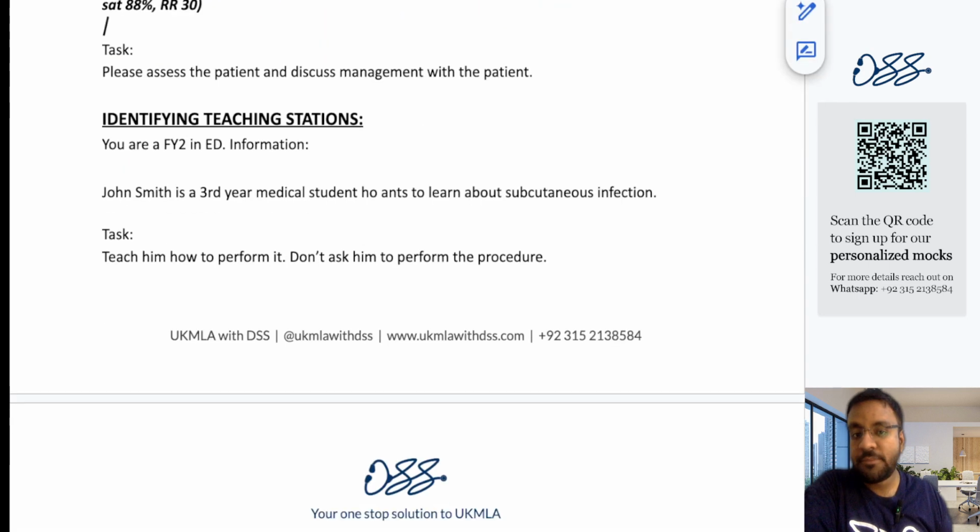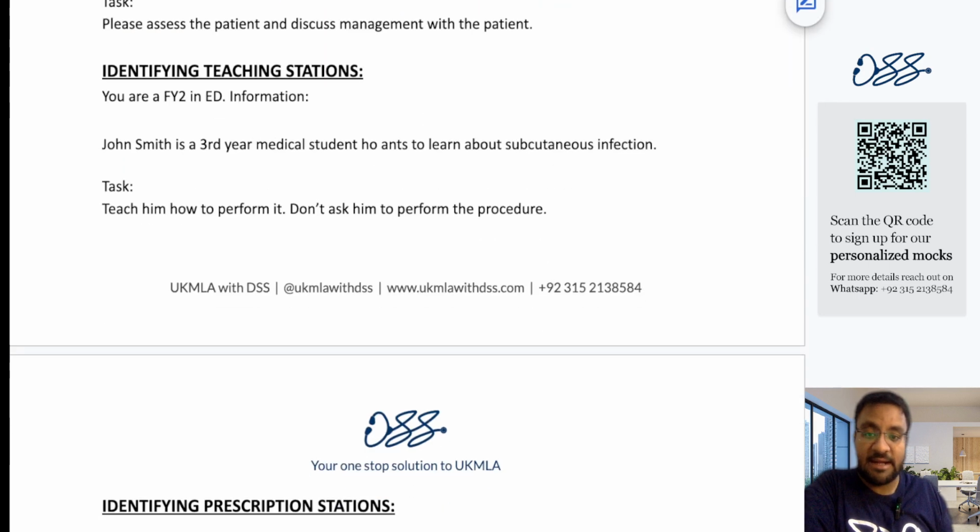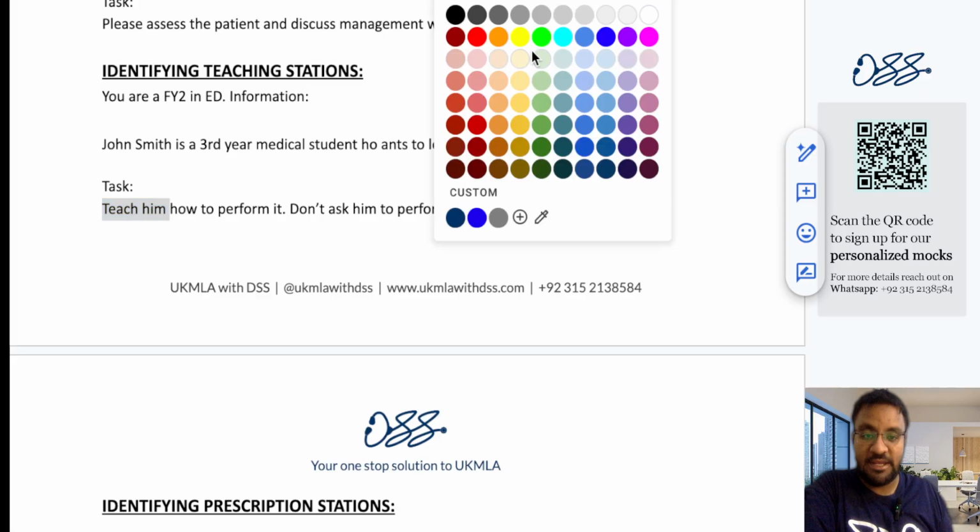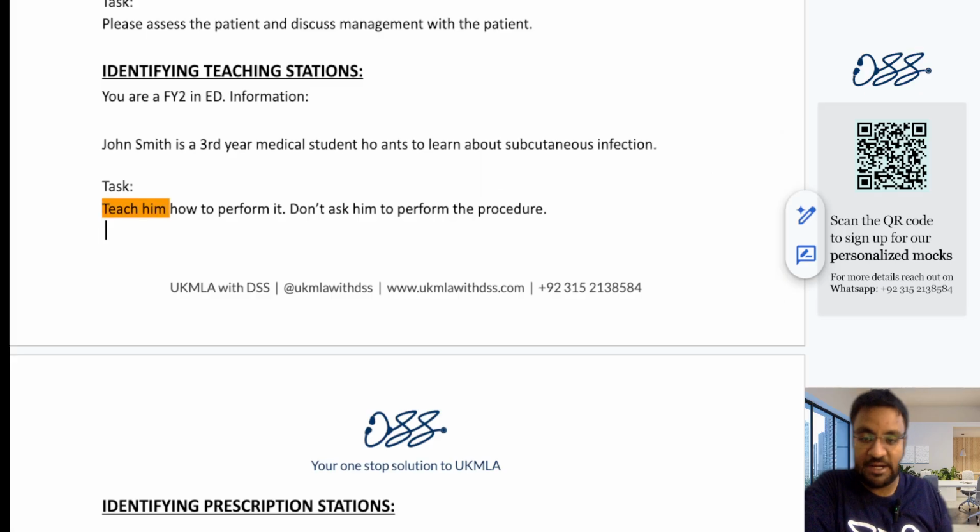All right. Then, as I mentioned earlier, there are a few teaching stations that would come. It would clearly mention to teach your colleague, teach your junior, or teach your student a particular topic. Very straightforward, no rocket science involved.